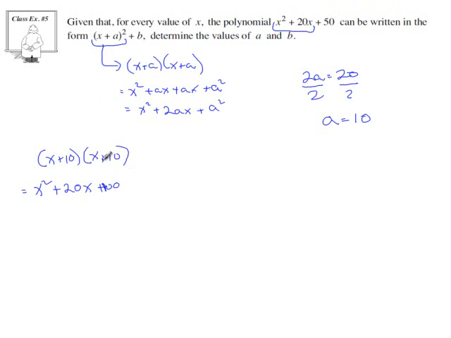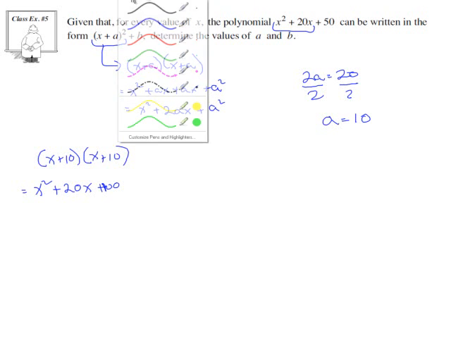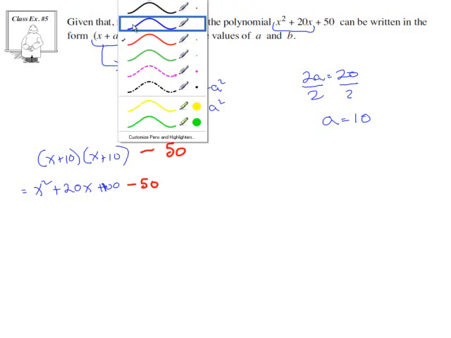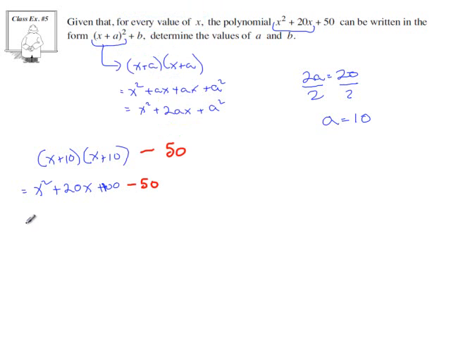The only problem is I have a plus 100 here, and I want a plus 50. So what can you do to get the plus 50? Well, I'd have to subtract 50 from this answer. So if I subtracted 50, then you would get x squared plus 20x. 100 minus 50 is positive 50.